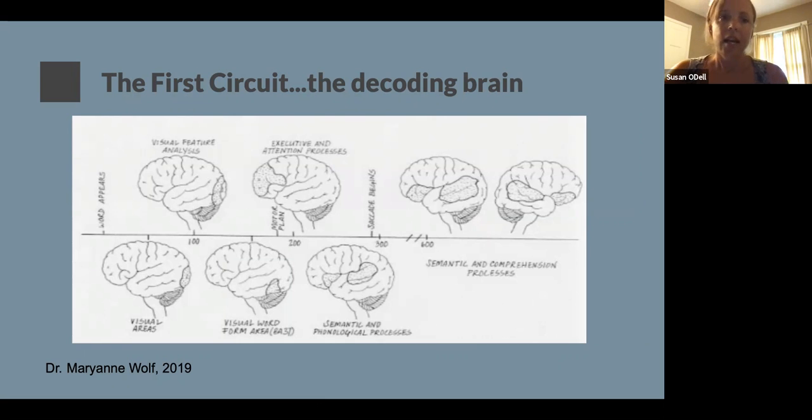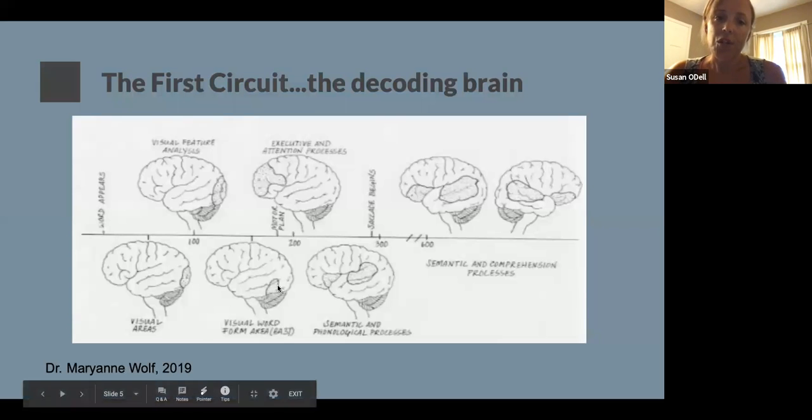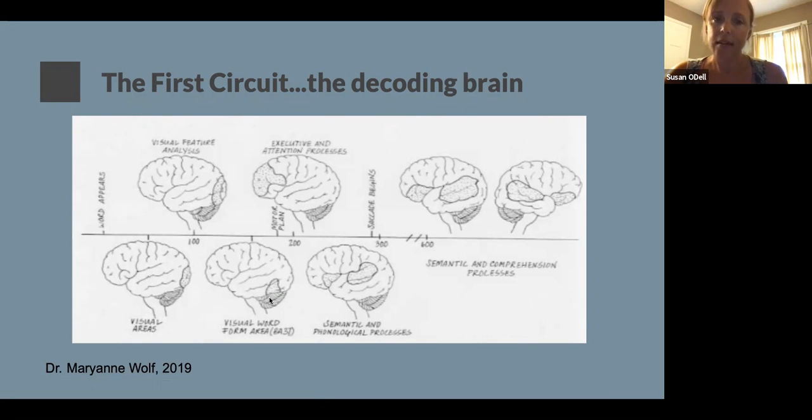So what this visual demonstrates is that within milliseconds, within the first 100 milliseconds, we see the word appear and the visual area, the back area of the brain, take in the information and become activated. Then the visual feature analysis part of the brain is activated even more. And if the word is a sight word or a word that can be read without any letter sound decoding, this visual word form area, which is still in the occipital lobe but a little bit lower, is activated.